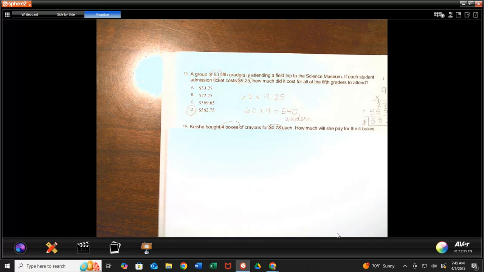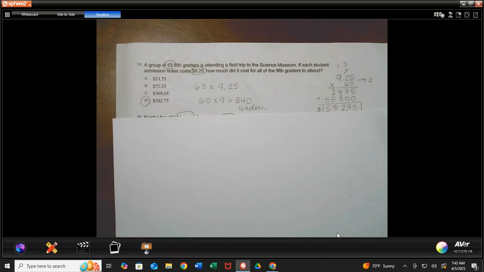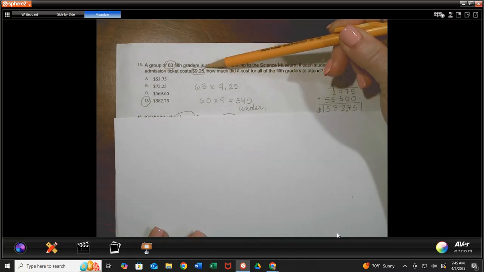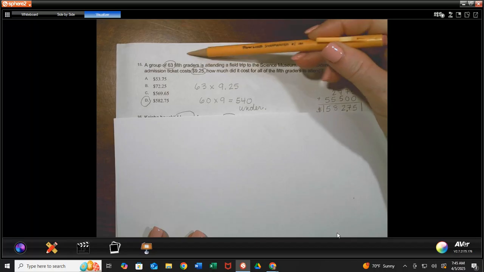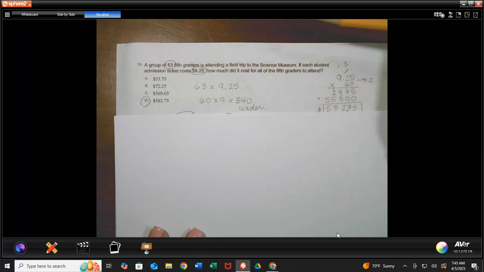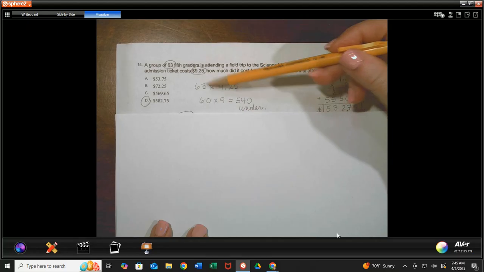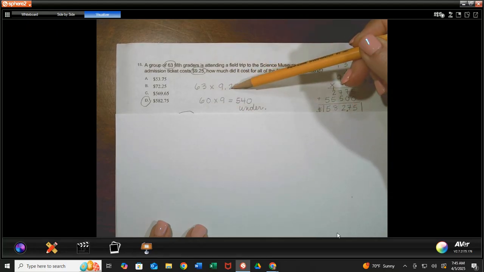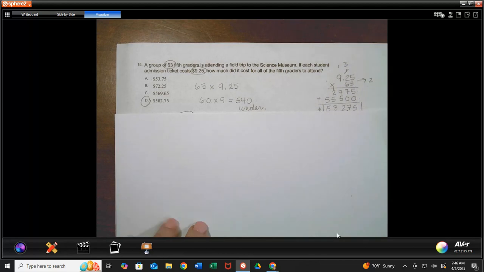Number 15. We have a group of 63 fifth graders who are going on a field trip to the Science Museum. If each student admission cost $9.25, how much did it cost for all the fifth graders to attend? So again, I recognize this as multiplication because I see the unit rate per ticket is $9.25. I need to buy 63 tickets for all students to attend. So quick estimate, 63, I'm going to round to 60, $9.25 to 9.